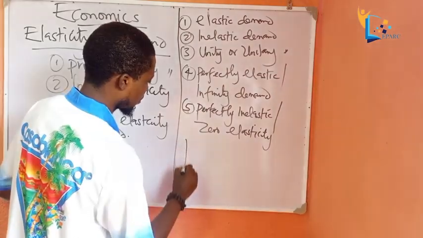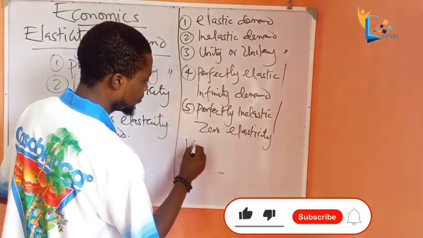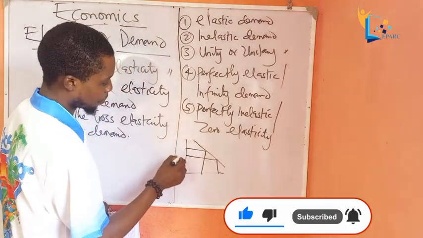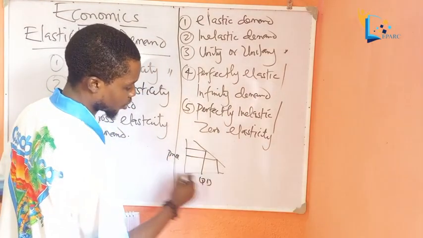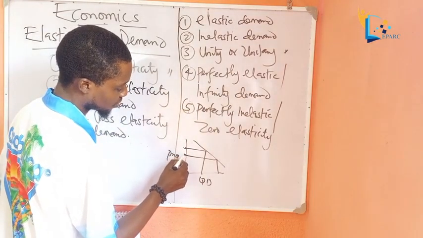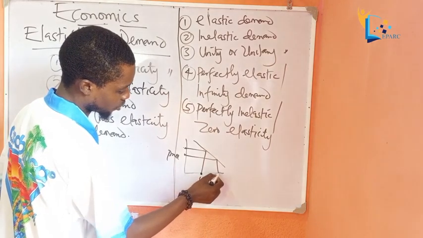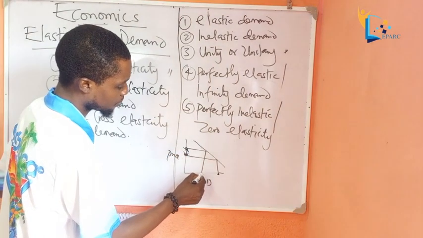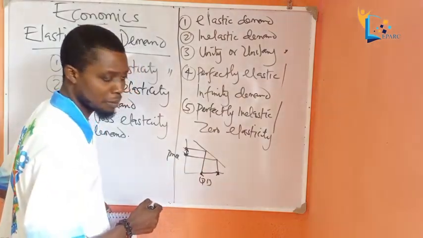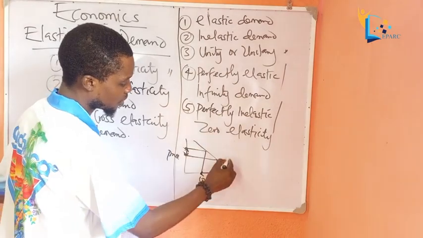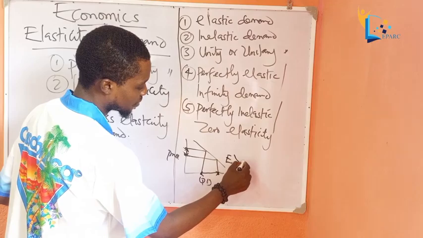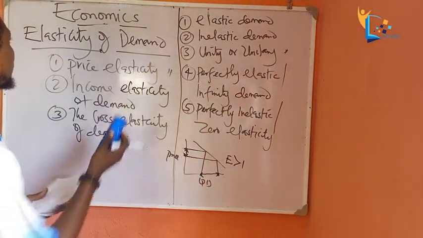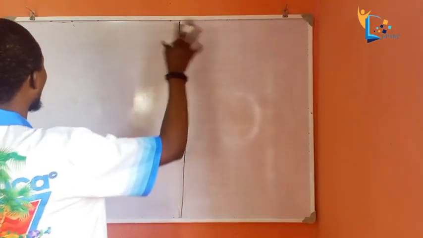Are you with me? Let's have our typical demand curve. This is our price, and this is quantity demanded. From this point to this point is smaller than this point to this point. Are we together? So a small change in price brings about a big change in quantity demanded. Here, elasticity is greater than 1. So that was for elastic demand.